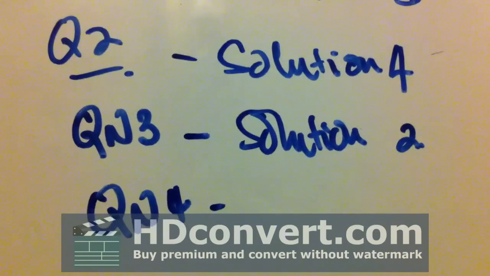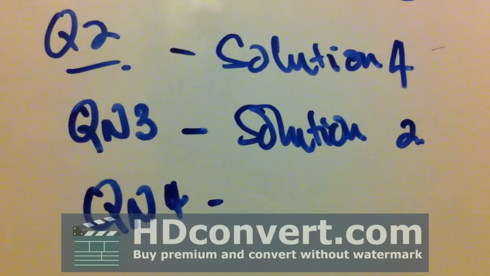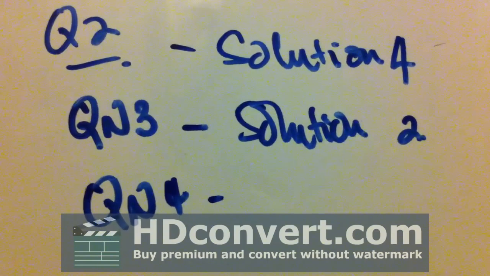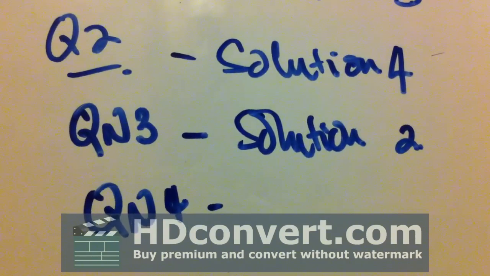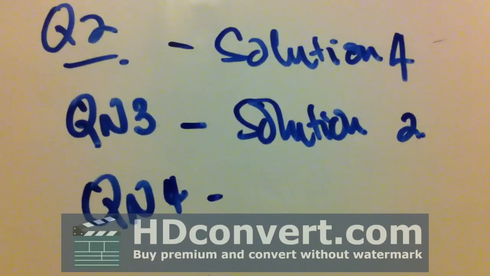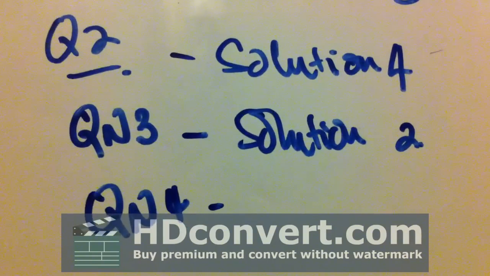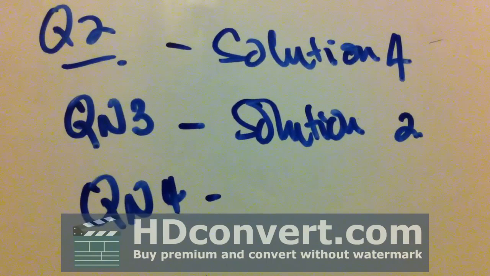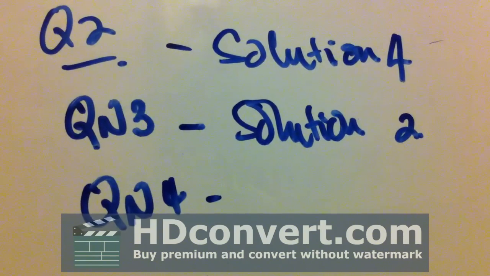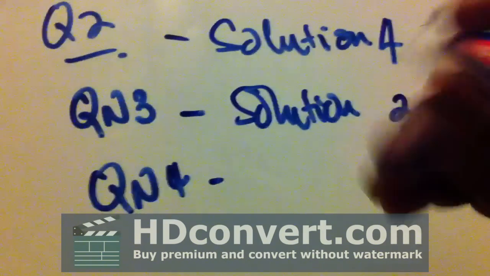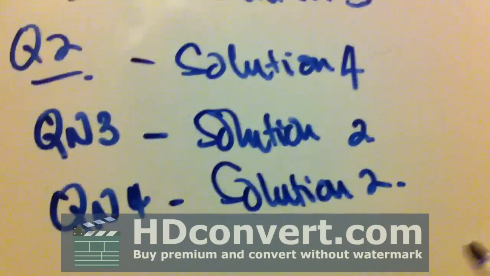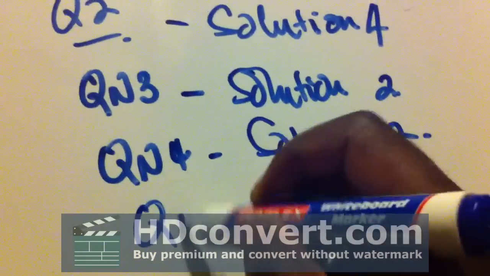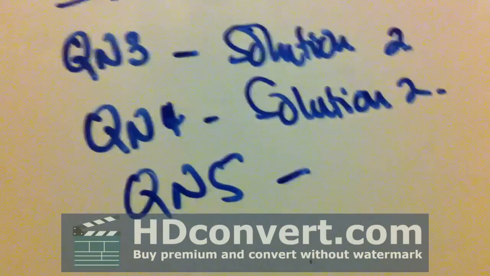Then E, the sole trader is the disposer of the assets of the business. Yes, as the sole owner, you are also the sole person who can dispose or acquire assets. So A, B, and E is correct. So do we have A, B, and E? Yes. So 4 is solution 2. Solution 2. We'll go to question 5.